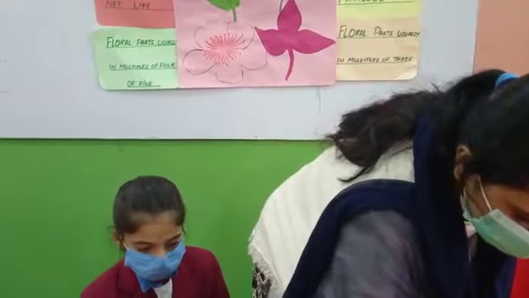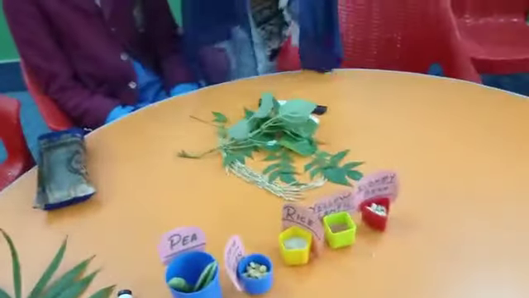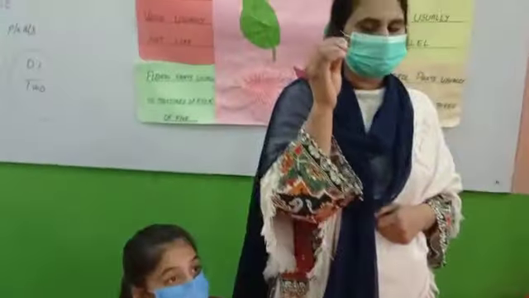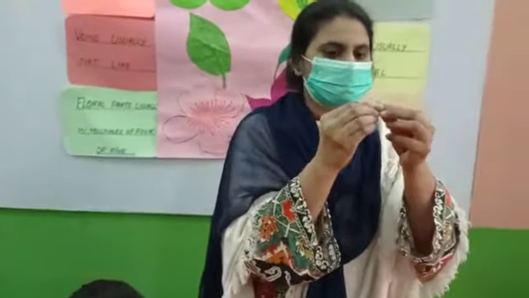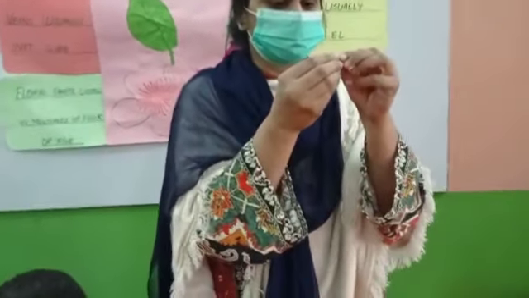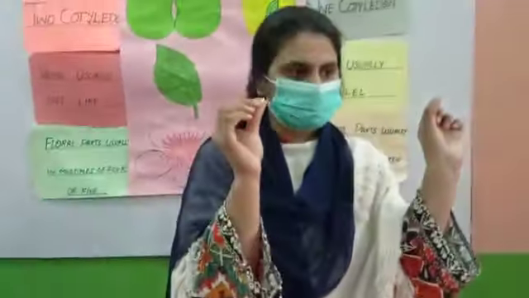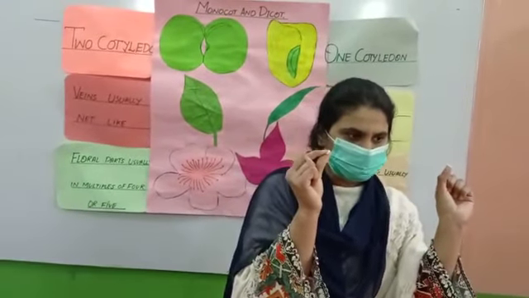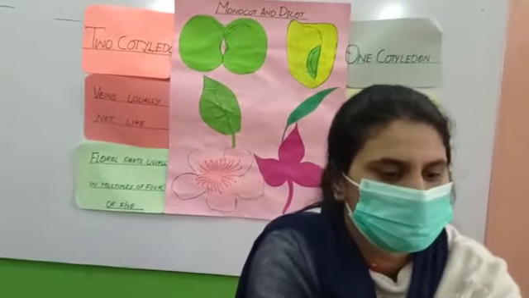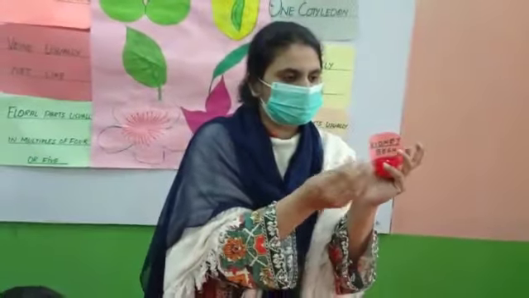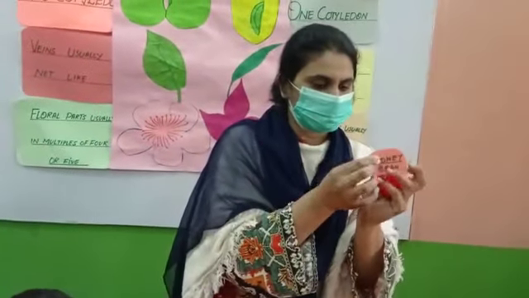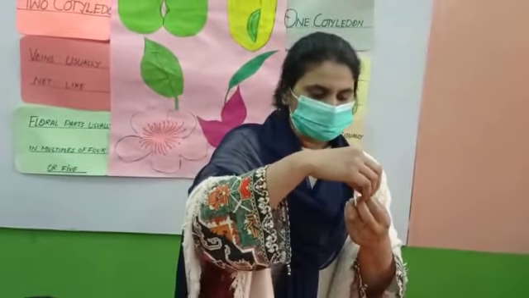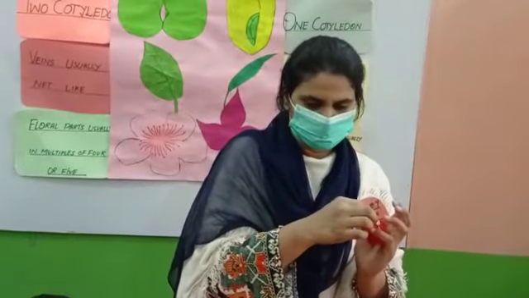Now this is a kidney bean. If I break it into two, it will divide into two halves. So it is dicot.